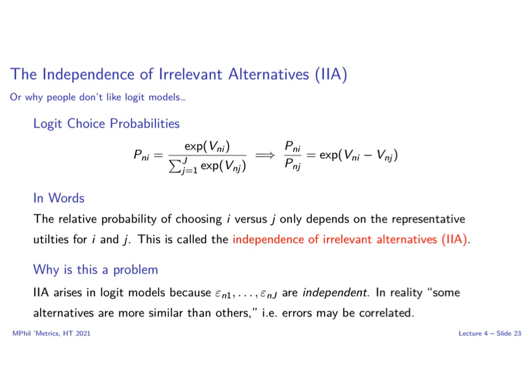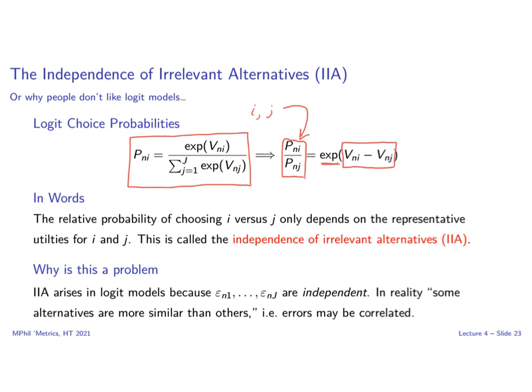While the closed-form expressions for the logit choice probabilities from our earlier video are extremely convenient, this convenience comes at a cost. Consider two alternatives, i and j. Under a logit choice model, the choice probabilities take the following form. And thus, taking the ratio of these, we find that Pni divided by Pnj is equal to e to the power Vni minus Vnj.